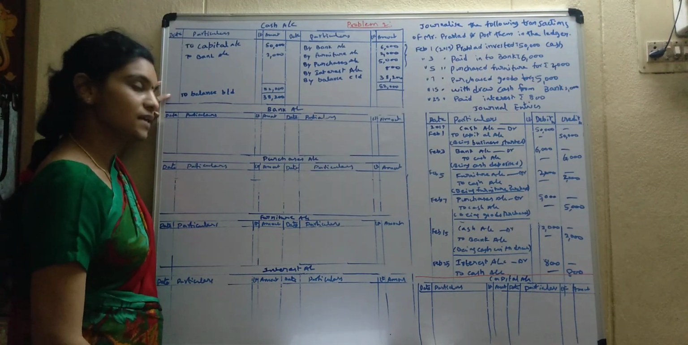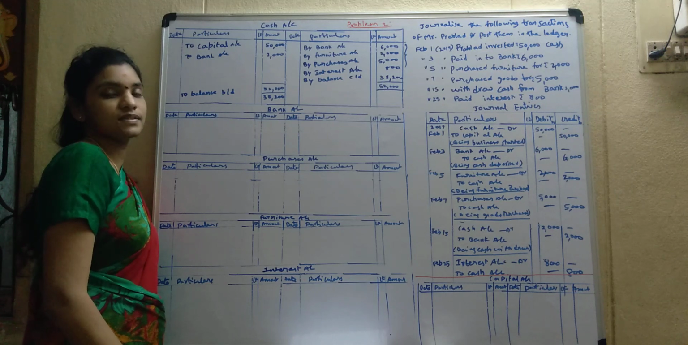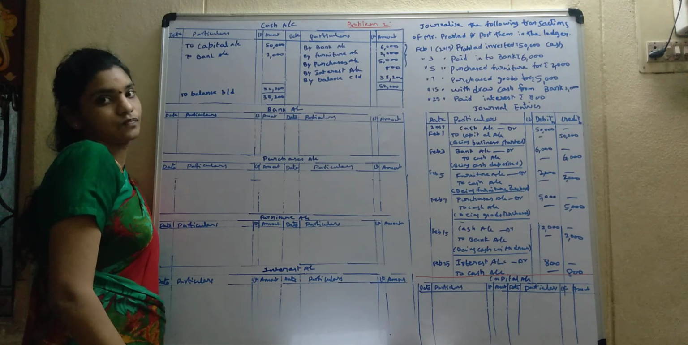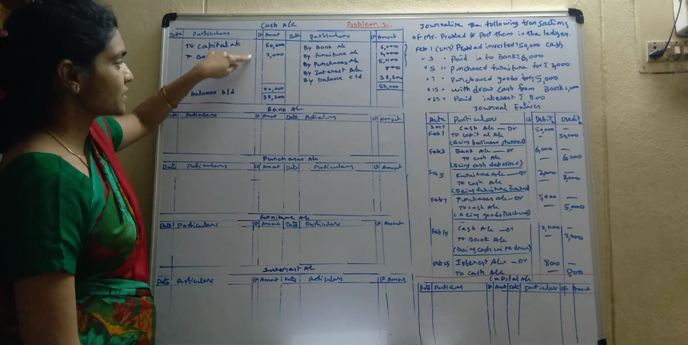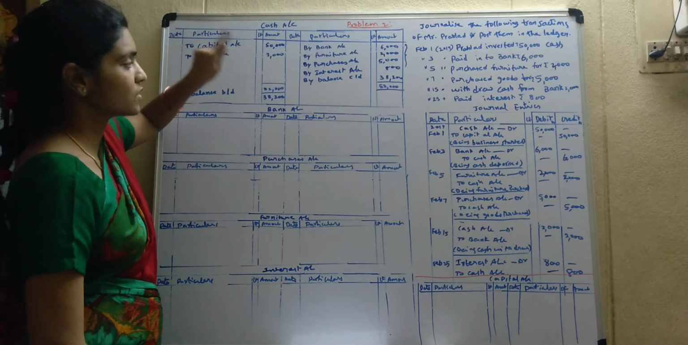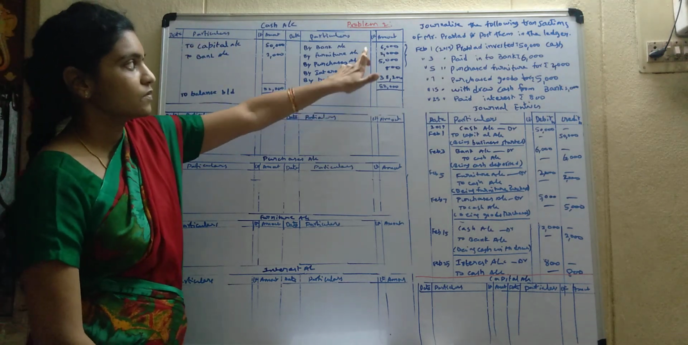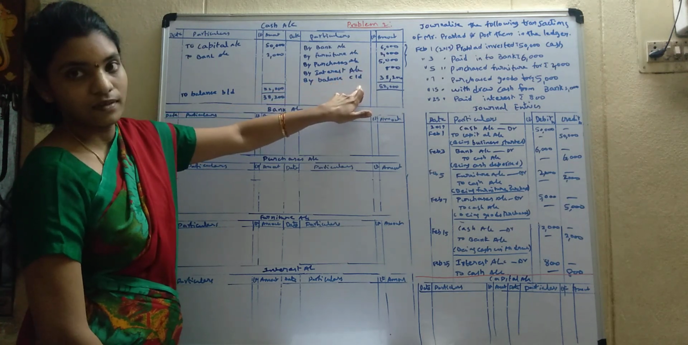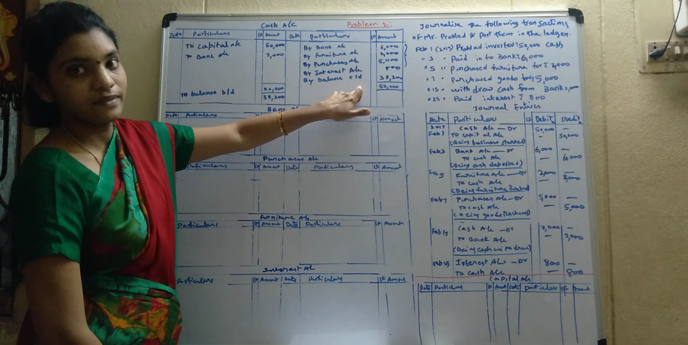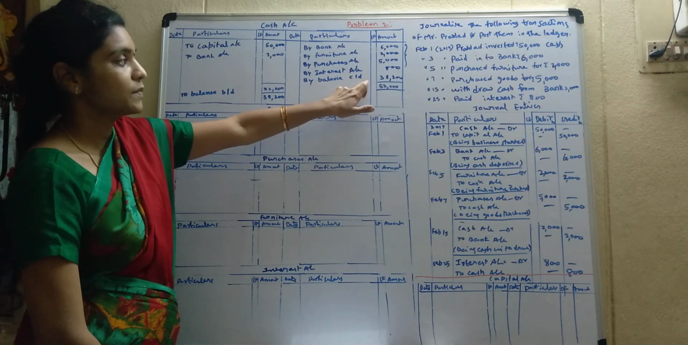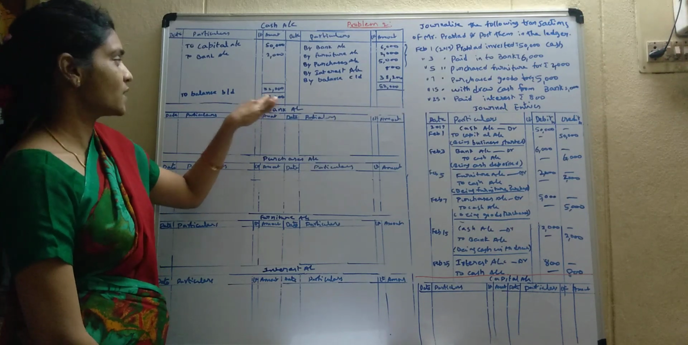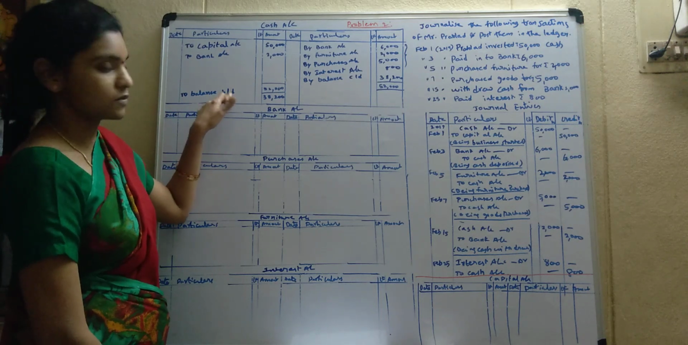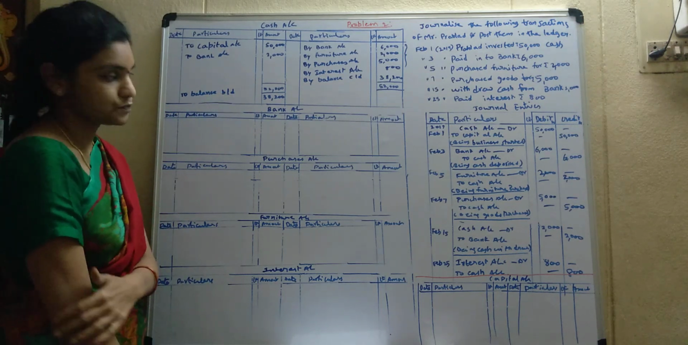Can anyone say anything from this? Total cash available to us is 52,000. We have spent this. Remaining amount is 38,200, to balance brought down. Okay.